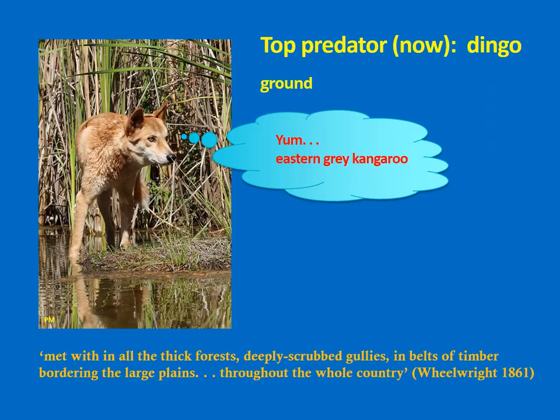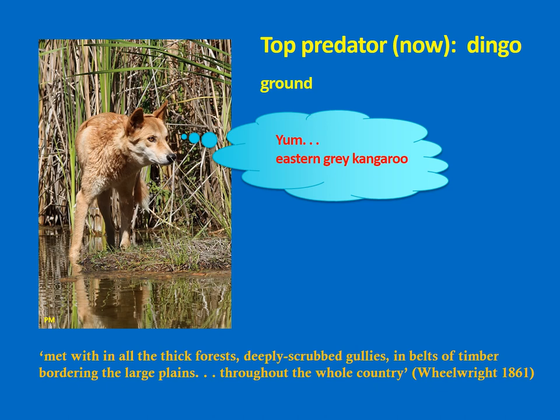So now, the top predator, dingo. You know, Will Wright, he wrote of the fauna of the Melbourne area in the 1850s, and he noted that it was actually throughout the whole country, the dingo. Indeed, this photo shows it in a swamp. They hunted in all environments, including wet forest. They were everywhere.